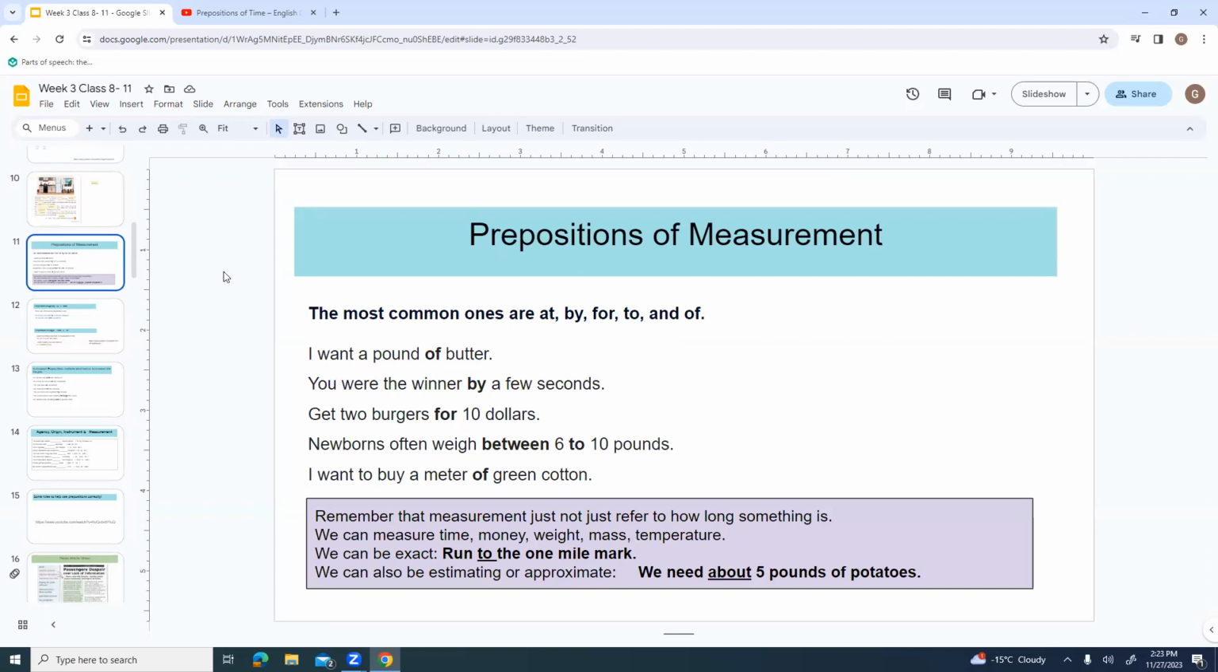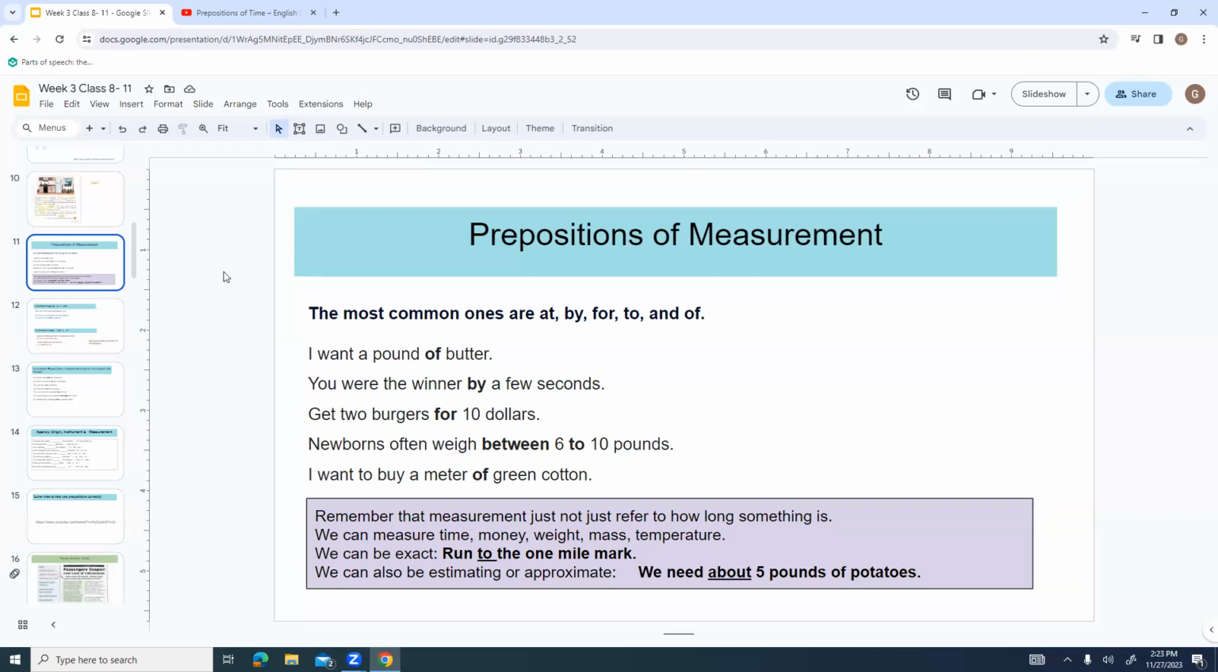Prepositions of measurement. This is kind of funny because I'd never really heard about this before. Because sometimes we just use very specific numbers, but I realized when I saw this, yeah, you're right. We do often use a preposition to introduce even those numbers. Like, I want a pound of butter. You were the winner by a few seconds. Get 2 burgers for $10. Newborns often weigh between 6 to 10 pounds. I want to buy a meter of green cotton.